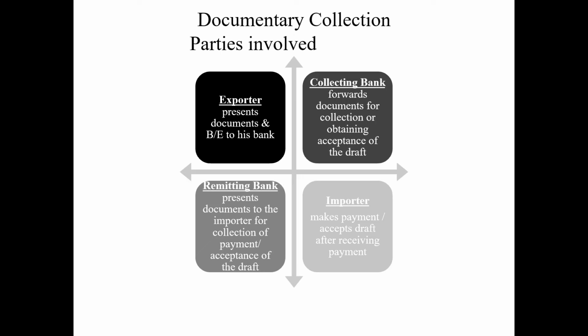There is the exporter's bank, also known as the collecting bank, and the importer's bank, known as the remitting bank. After shipping the goods, the exporter gives the shipping documents and bill of exchange to the collecting bank, or the exporter's bank. The collecting bank then forwards all the documents to the importer's bank, or the remitting bank, for obtaining payment or acceptance from the importer. In the subsequent section, you will see that due to the involvement of banks, risk is shared between both the exporter and importer.